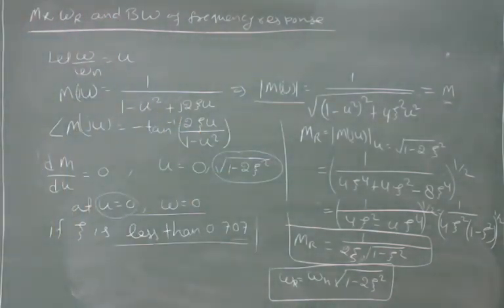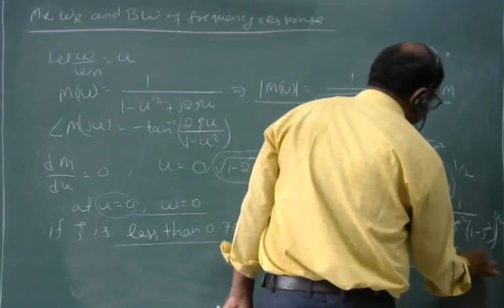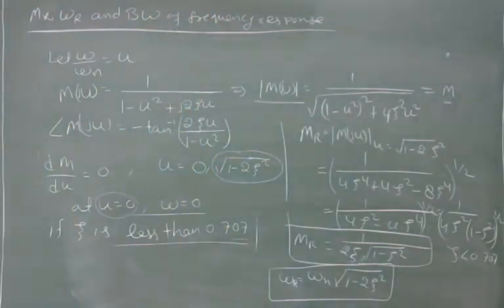Mr becomes 1 by 2 zeta under root 1 minus zeta square, and omega r becomes omega n under root 1 minus 2 zeta square, right? And this is true for zeta less than 0.707, right?